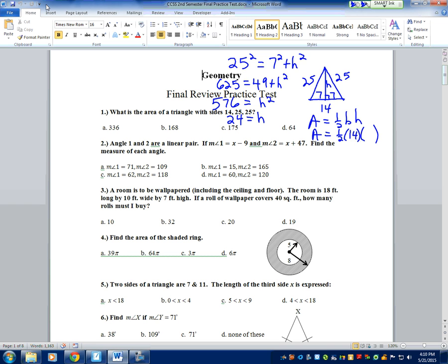So it actually was a Pythagorean triple of 7, 24, 25. If you remembered that, it'd be helpful. But we can do it this way with the Pythagorean theorem. So half of 14 is 7. 7 times 24 will give me 168. So that's my correct answer.